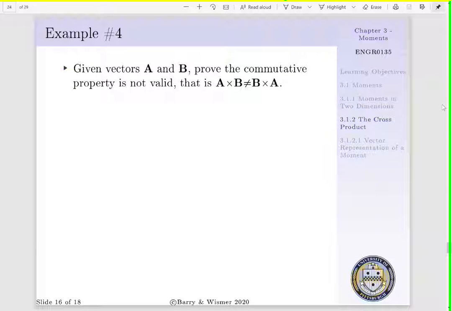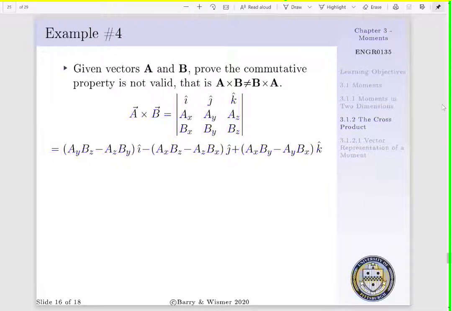Now, in example 4, we want to execute an engineering proof that the commutative property is not valid for the cross product. That is, for two vectors, A cross B is not equal to B cross A. For us to determine A cross B, we will take the determinant of I hat, J hat, K hat, AX, AY, AZ, and BX, BY, and BZ.